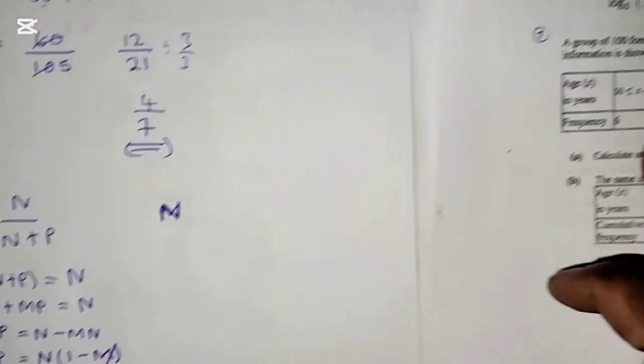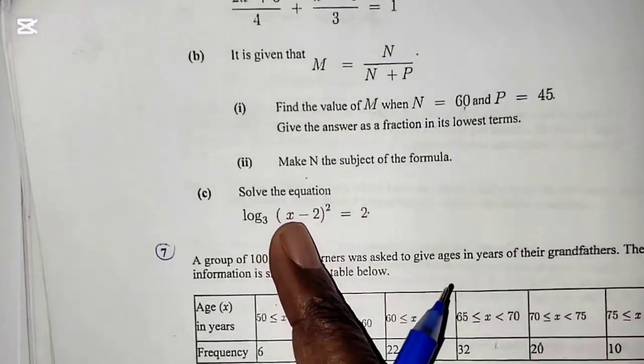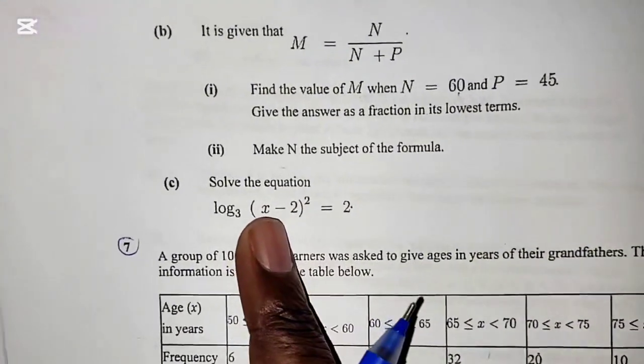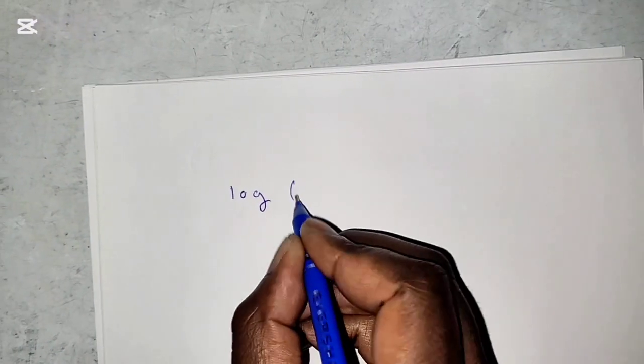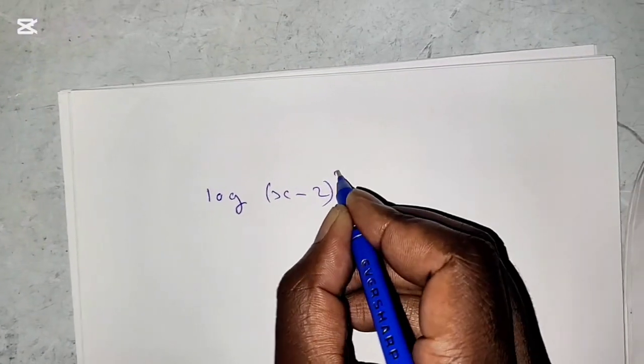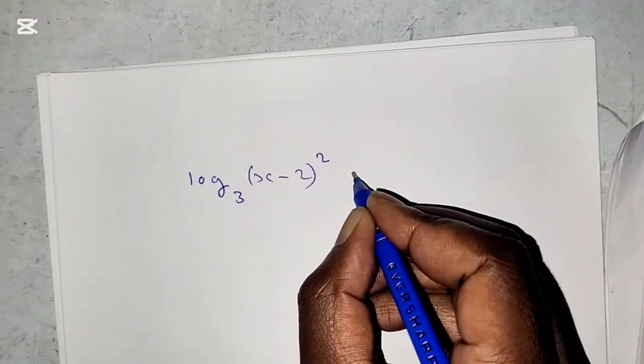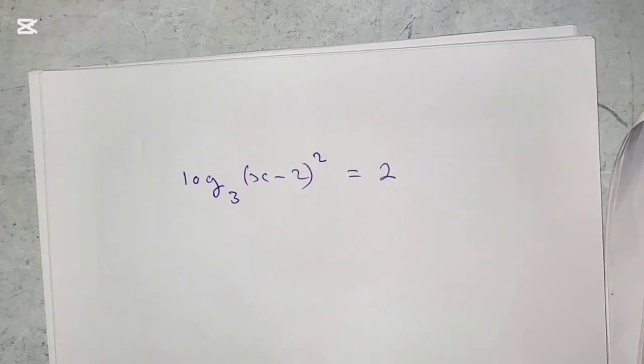Okay, so the last part of the question says solve the equation. So it's an equation of logarithms. So it's log of (x minus 2) squared, base 3, is equals to 2.